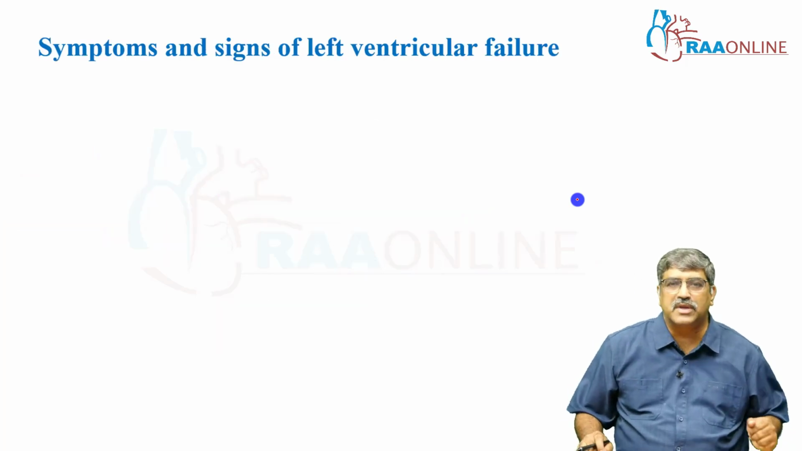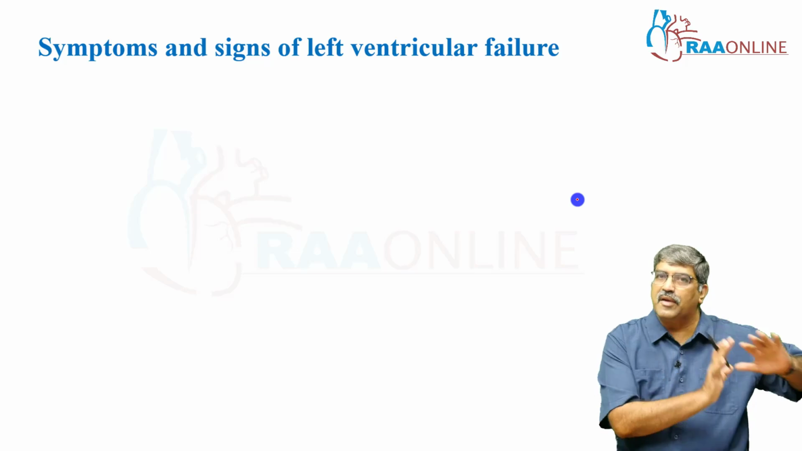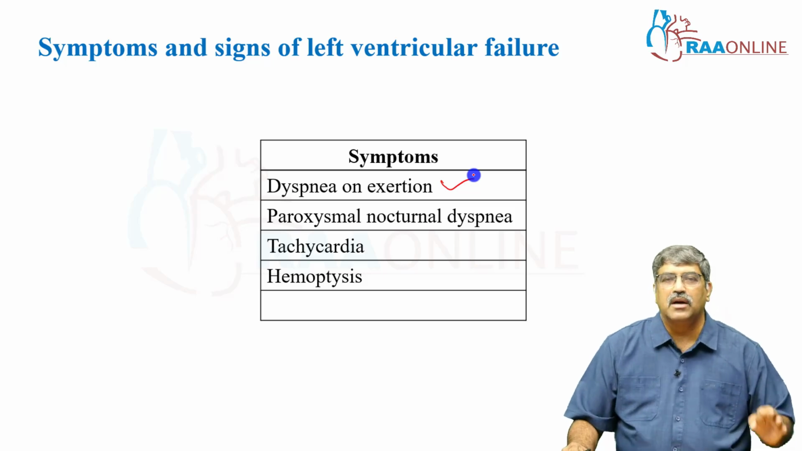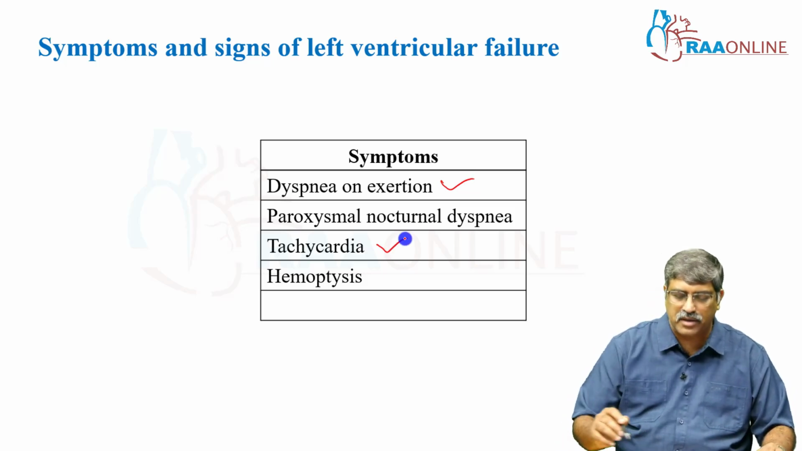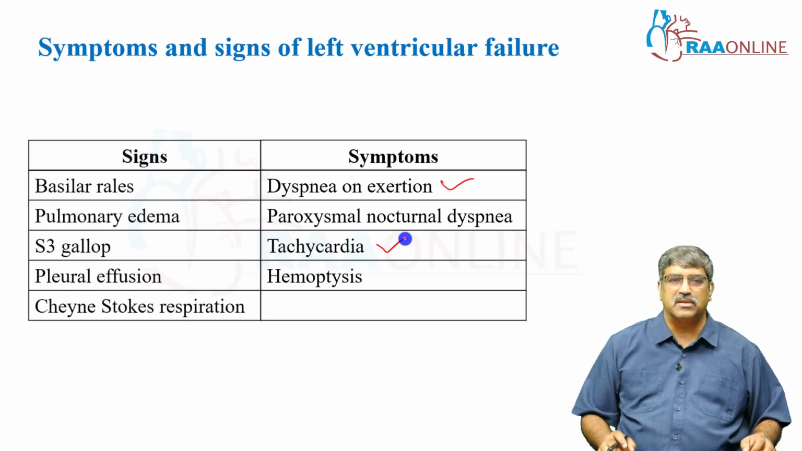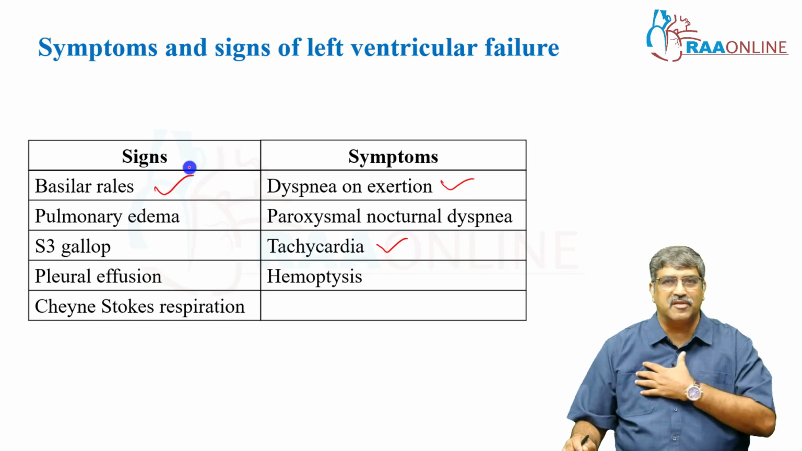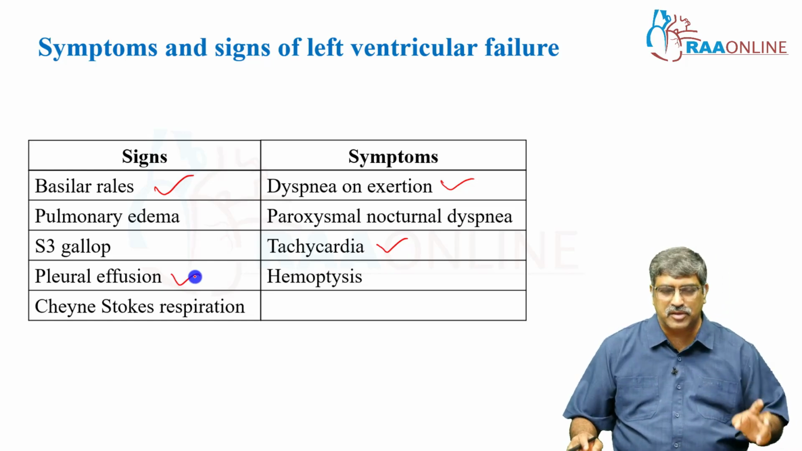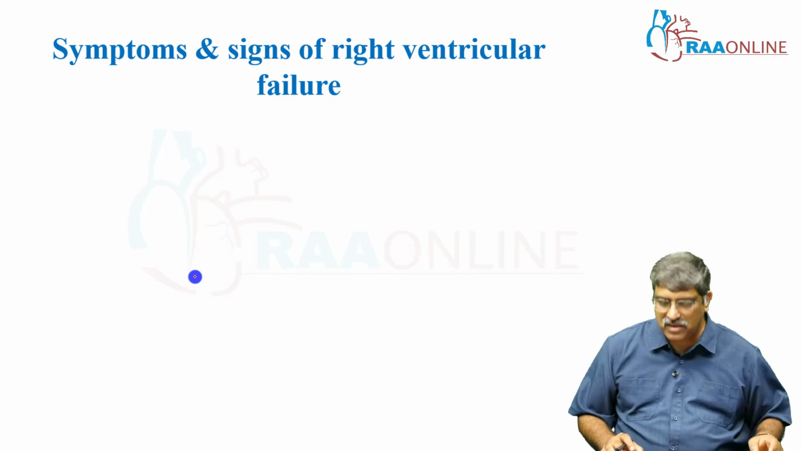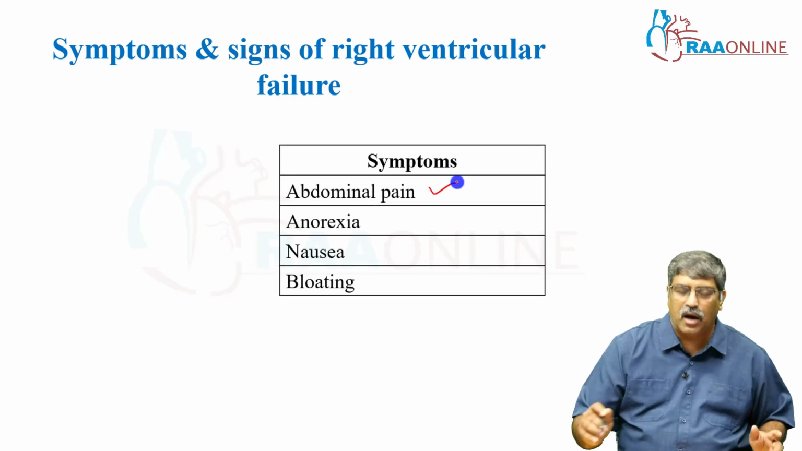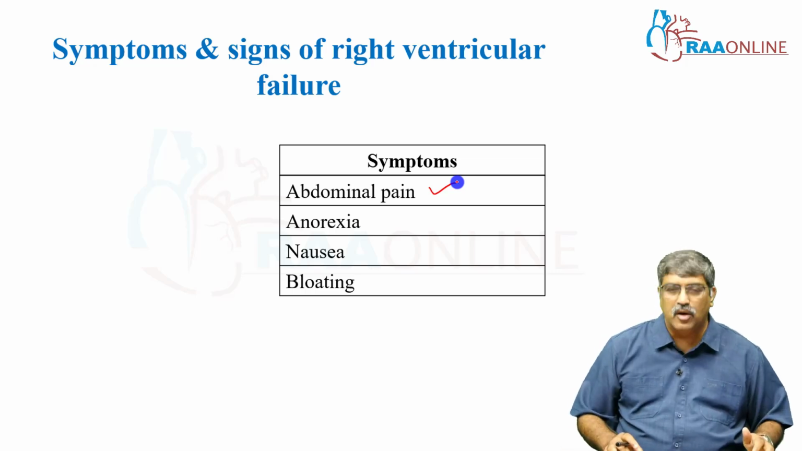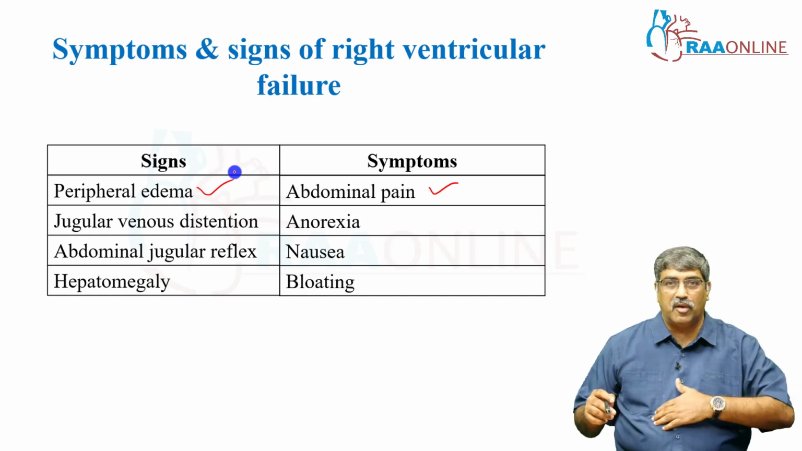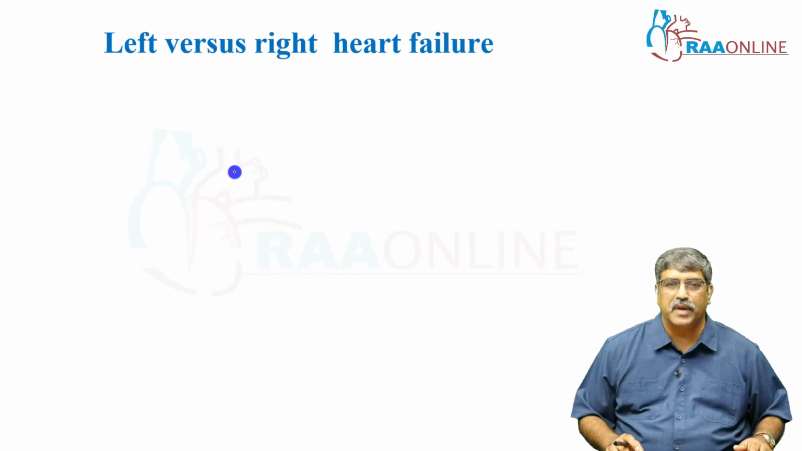Now, coming to symptoms and signs of left ventricular, that is left side failure. The symptoms include dyspnea on exertion, PND, that is paroxysmal nocturnal dyspnea. The heart rate is going to be high and there is going to be hemoptysis. Signs include basal crepitations, the patient will have pulmonary edema and there is going to be an S3 gallop, pleural effusion and the patient might have Cheyne-Stokes respiration. Coming to symptoms and signs of right ventricular failure, the patient will have abdominal pain, anorexia, nausea and bloating. Signs include peripheral edema, jugular venous distension, abdominojugular reflex and hepatomegaly.